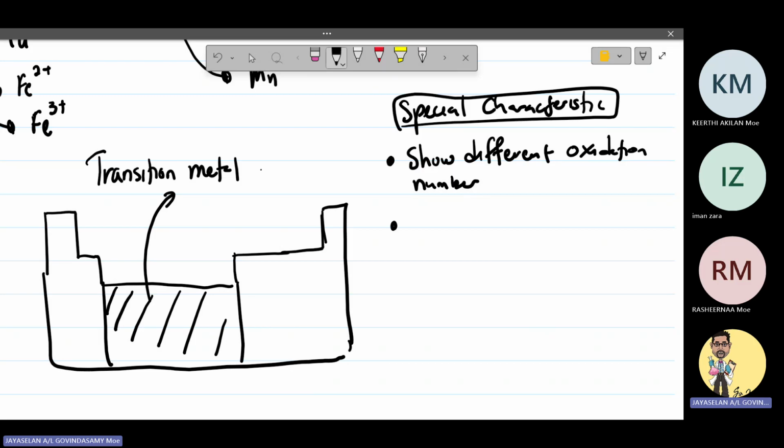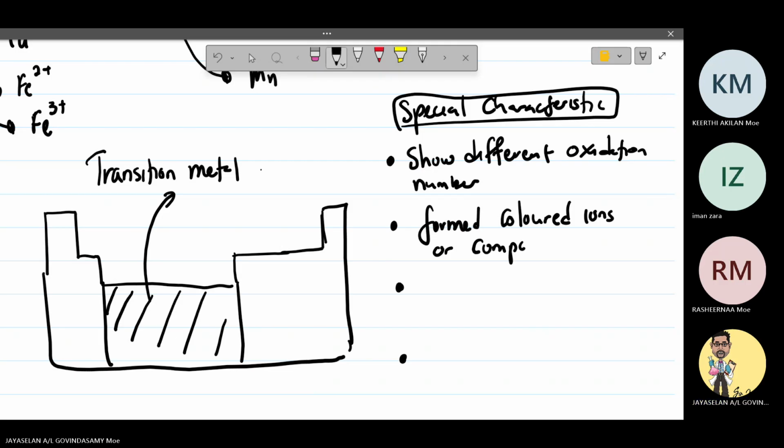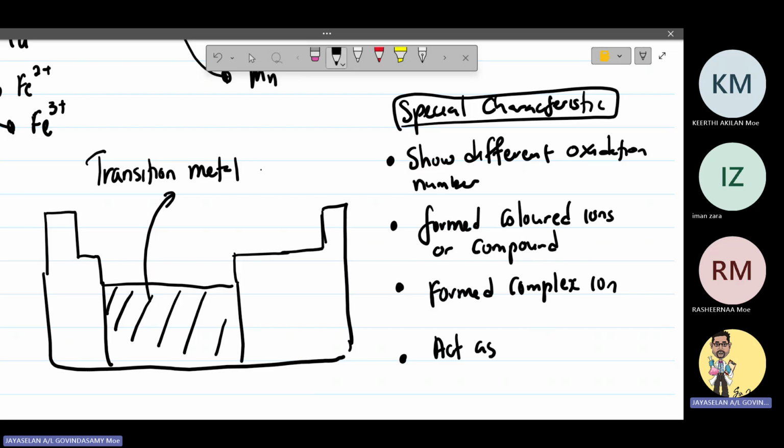I want you to memorize 4 points. Very simple. Make sure you remember them for your trial and so on. They show different oxidation number. They form colored ions or compound. Colored ion or colored compound. Next, they form what? They form complex ion. Okay, last one, they act as catalyst. These 4 points must be memorized.